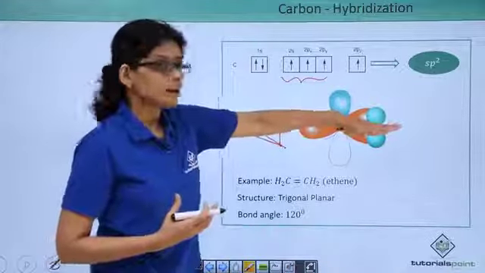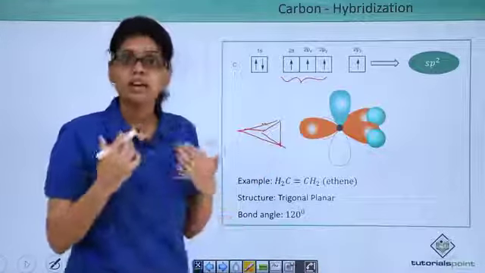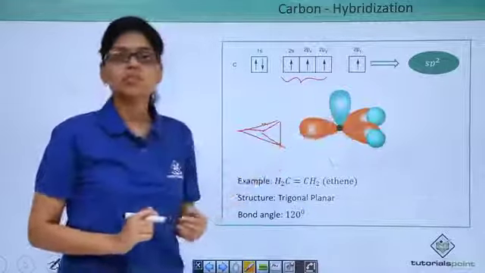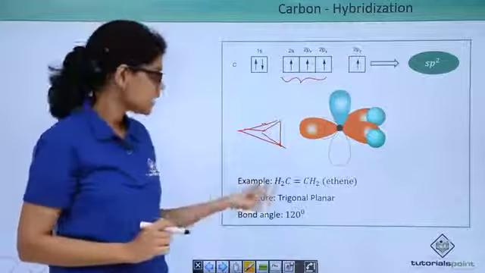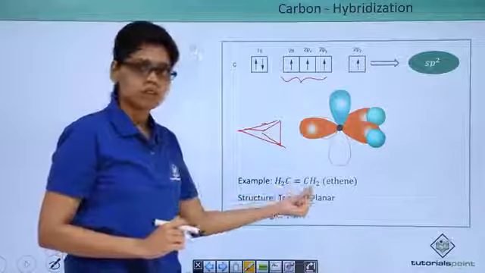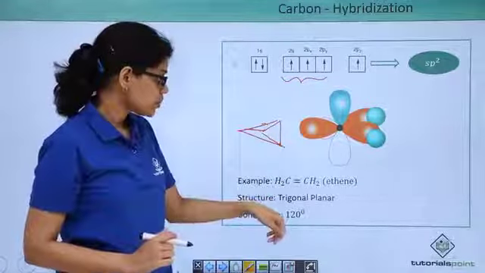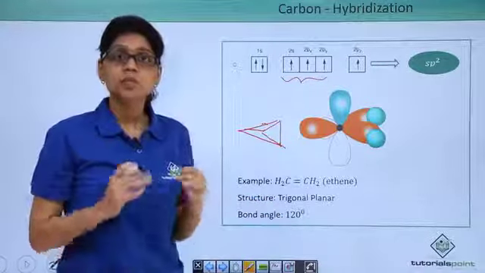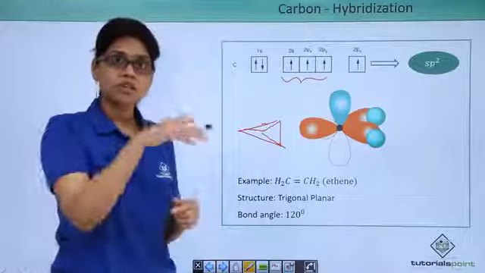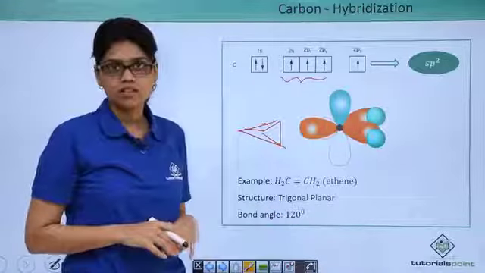Planar is essentially lying on the plane, and here we have the 2pz orbital, the unhybridized orbital, which is above and below the plane. A typical example of sp2 hybridization is ethene, CH2 double bond CH2, in which each of the carbons is sp2 hybridized. Also, an important thing to remember here is what the bond angle is in a typical trigonal planar structure. It's in the triangle form, it is 120 degrees.